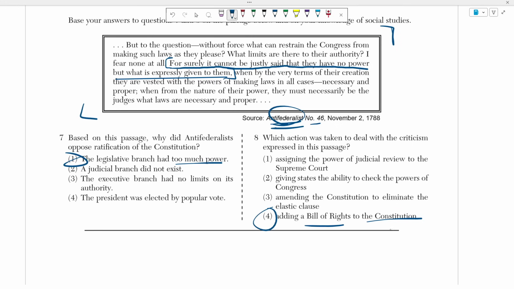This Constitution, which pretty much gave the federal government more power over the states, also has a section which defends the rights of the American people, right? The Bill of Rights is the first 10 amendments: freedom of speech, freedom to bear arms, right?